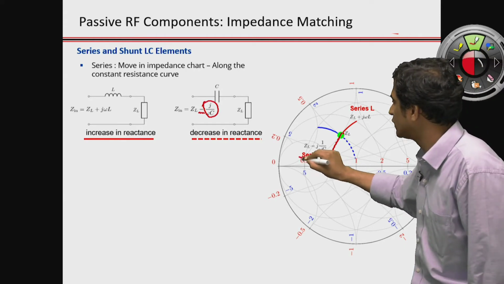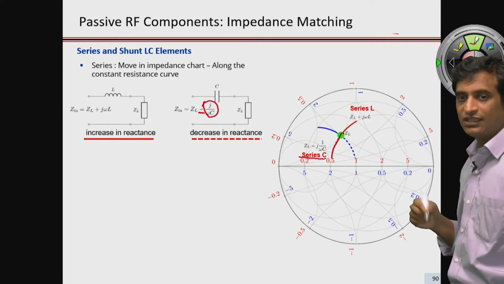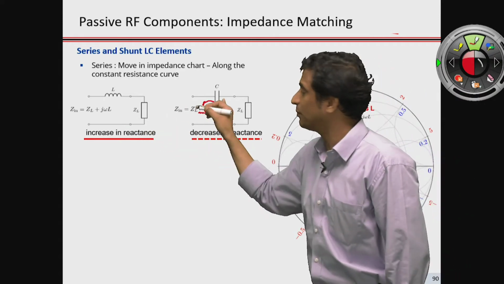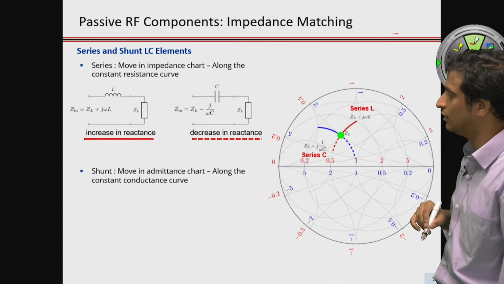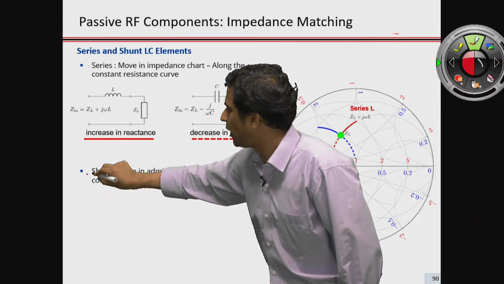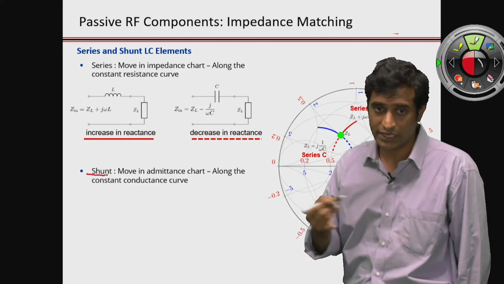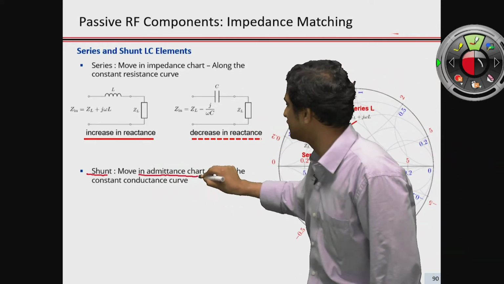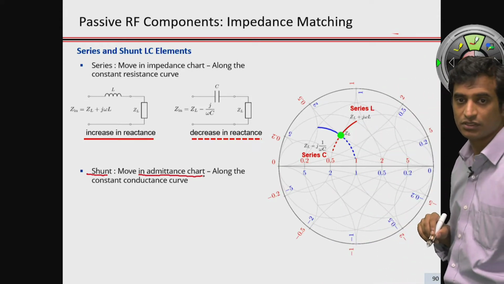So that is for a series C. So how about the other two possibilities when we connect the inductor and the capacitor in a shunt configuration? That means in parallel. Since we are looking at a parallel connection, and admittances add up in parallel, we look at the admittance chart to monitor the movement of that particular load impedance.